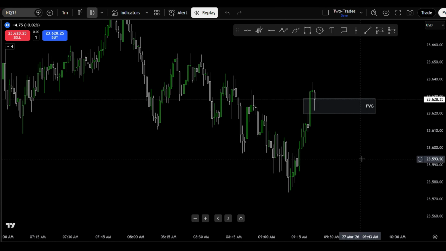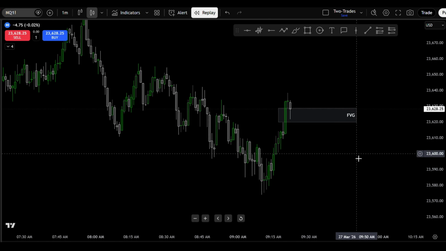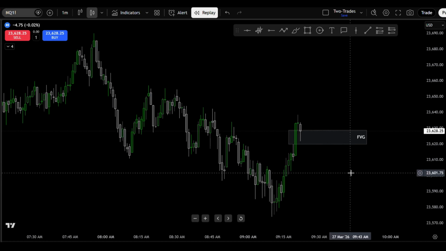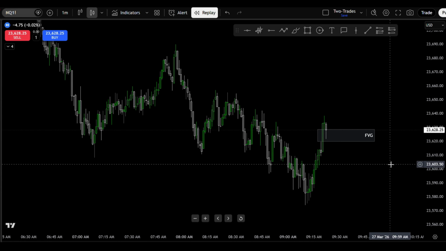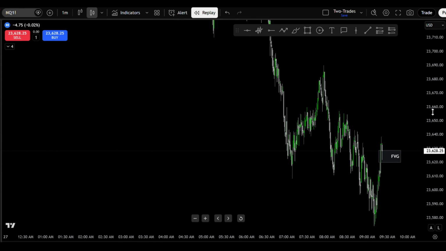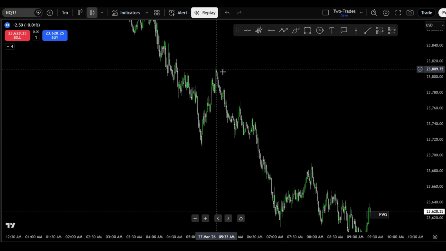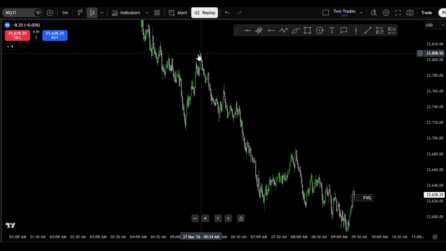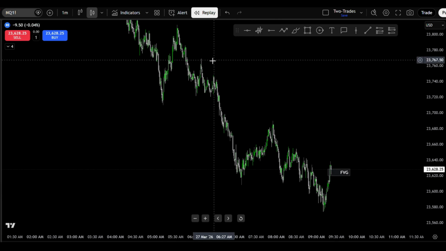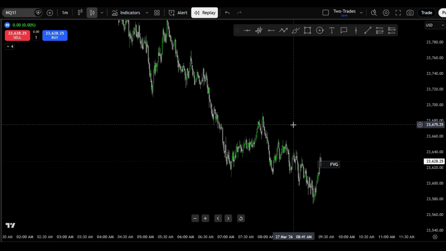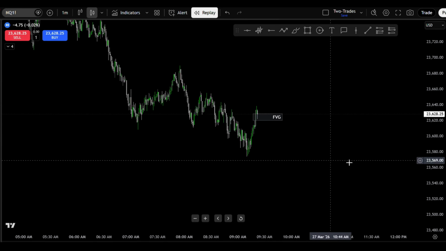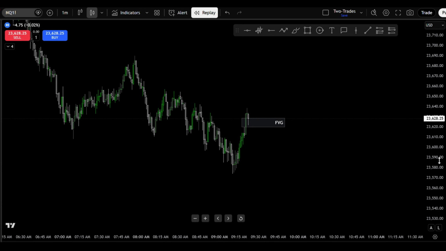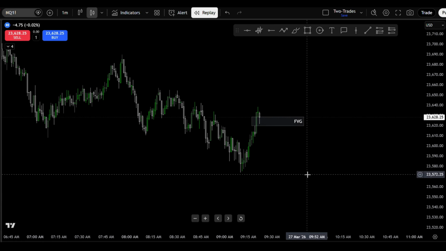Now, I'm not doing anything yet, but before we start marking out all these gaps, we need to have a little bit of a bias, right? So obviously we're trending down. We can totally see that we're making lower highs, right? So we have a lower high, a lower high, a lower high, and it just keeps going lower. So I'm really only interested in selling positions. I'm only looking for shorts.